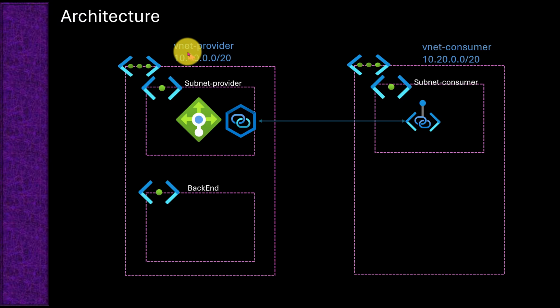So we have one VNet provider network, and in the VNet provider network, we have two subnets. One subnet, we are calling subnet provider, where we will have a front end for the load balancer and the private link service. And then we have one backend subnet as well. This private link service we will connect to the VNet consumer network by putting a private endpoint. That is what we're trying to achieve in this case.